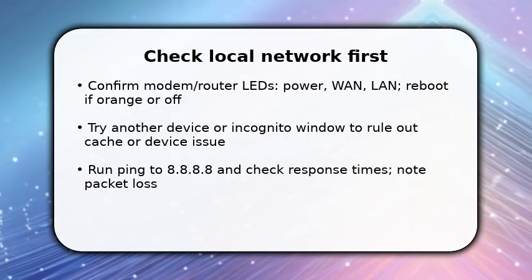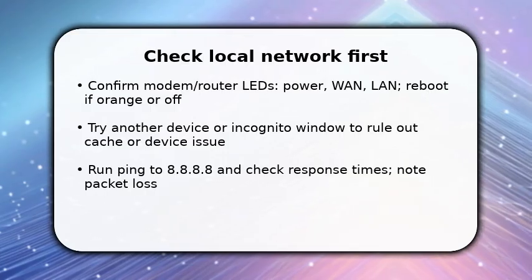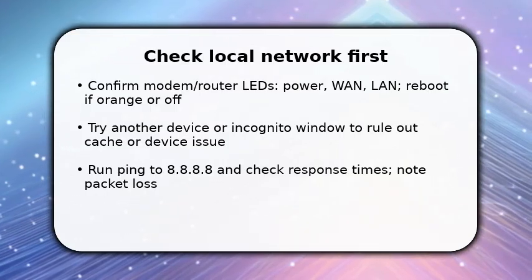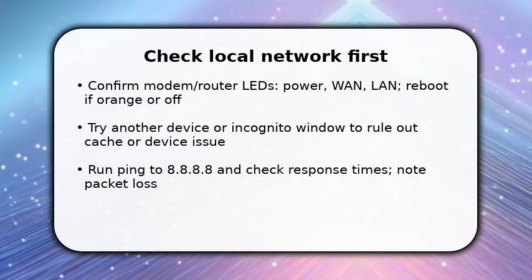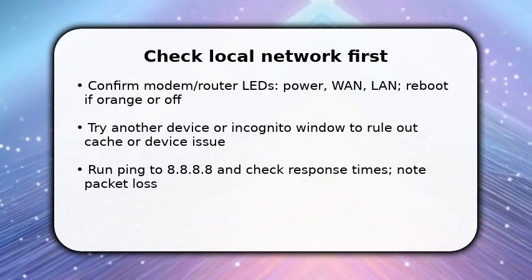Next, open a terminal and ping 8.8.8.8 to confirm basic IP routing. If you see timeouts or packet loss, note them. This tells you whether the problem is local or upstream, and it guides the next diagnostic step.